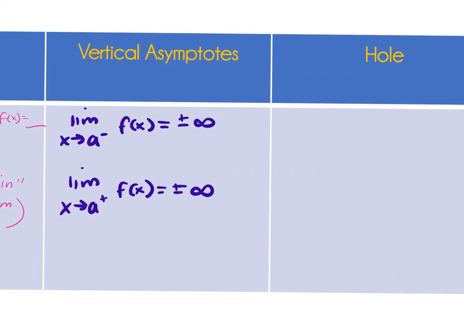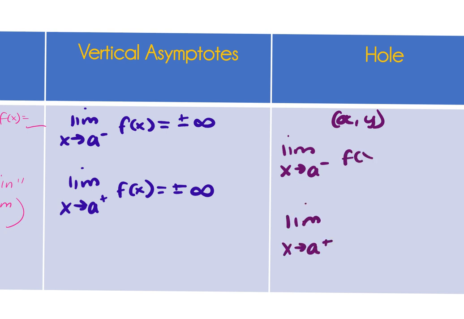And then the hole. So if you have the coordinates of your hole, whatever your x, y is, you will describe this again coming from both directions. The limit as x approaches, let's say this is an a, from the left, and the limit as x approaches a from the right. In both these cases, your answer is going to be the y coordinate of your hole.